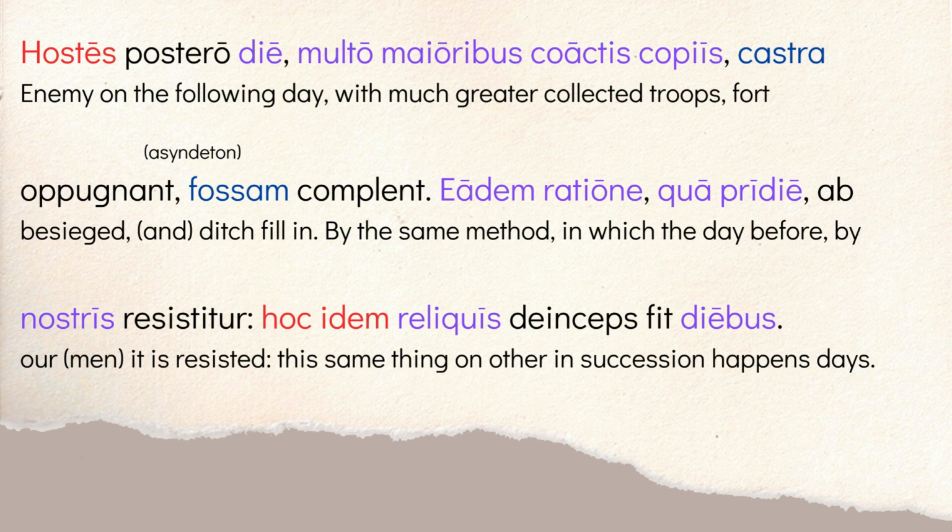Okay, then you have hoc idem, right? This same thing happens, fit, right? It happened reliquis diebus, on other days, or on the rest of the days. Deinceps means like in succession. So what Caesar's saying is this keeps happening over and over and over again, this same thing, hoc idem, right? It just keeps happening. And the idea is that it's sort of like Groundhog Day. It just keeps repeating. The Gauls keep attacking and the Romans keep resisting, right? They're doing a good job of fighting them off.